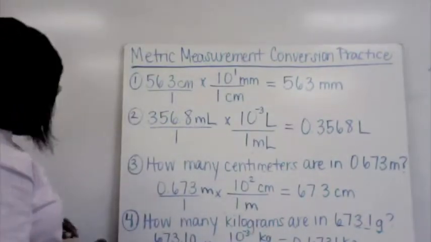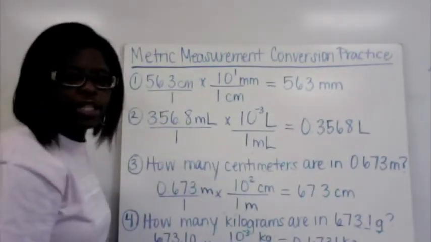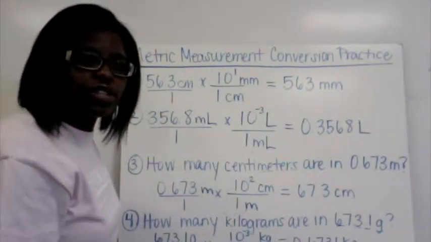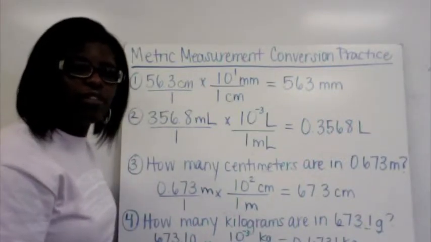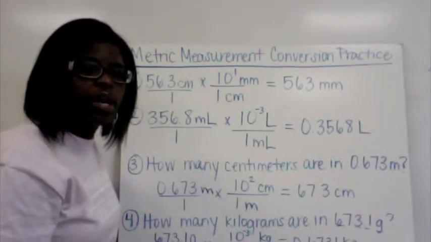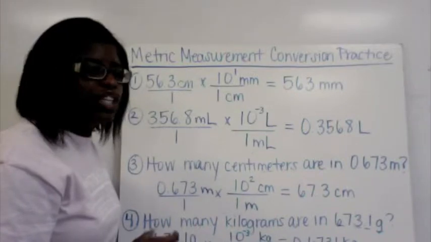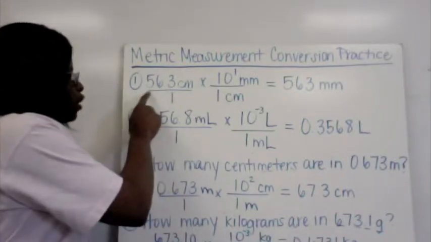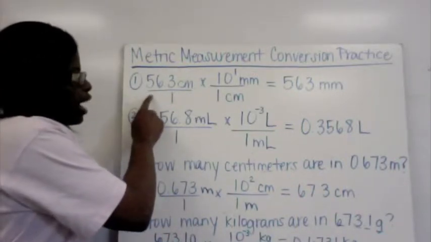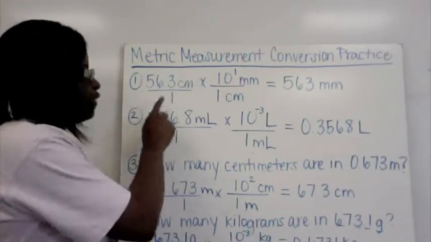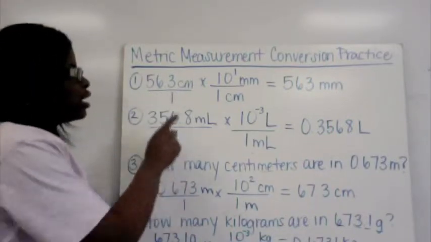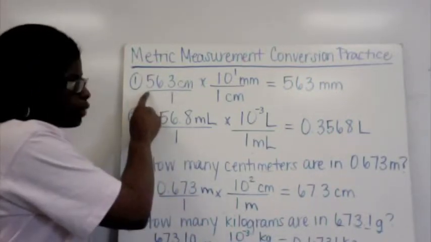So now we're going to move on to our metric conversion practice. So this is when those factors come in, and remember, you can rewind the video to go back to determine what the numerical value is for each factor. So we have here, we're trying to figure out how many millimeters are in 56.3 centimeters. So this is what we're given, so we're going to start here.